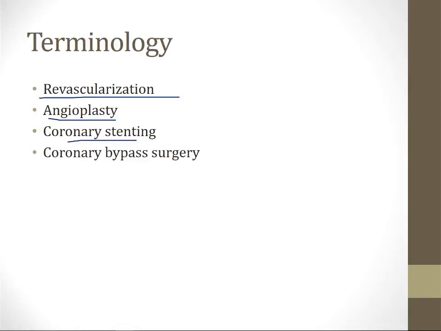Stents are small metal devices that can be expanded in a coronary artery, and they basically smush plaque against the wall to widen the lumen so that blood can flow normally. And then finally, coronary bypass surgery is a surgical procedure where the chest is opened up and bypass conduits are stitched in to deliver blood flow from the aorta beyond an obstruction in one of the coronary arteries.